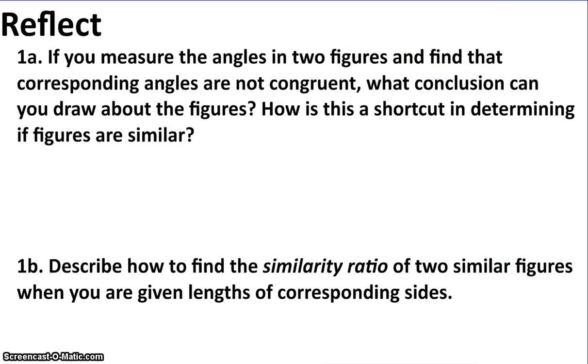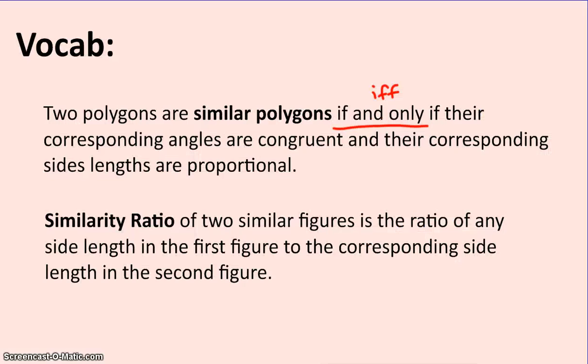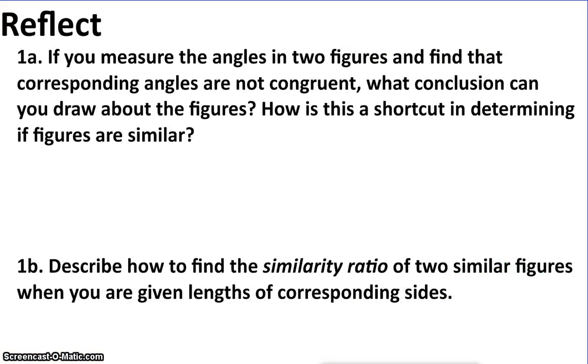Alright, so if you measure the angles in the 2 figures and find that the corresponding angles are not congruent, what conclusion can you draw about the figures? How is this a shortcut? Remember, if we go back to the definition of similar polygons, corresponding angles had to be congruent. So if I know that the corresponding angles aren't congruent, then they can't be similar figures.